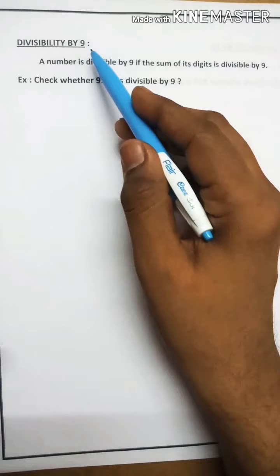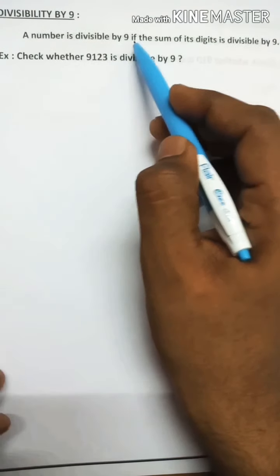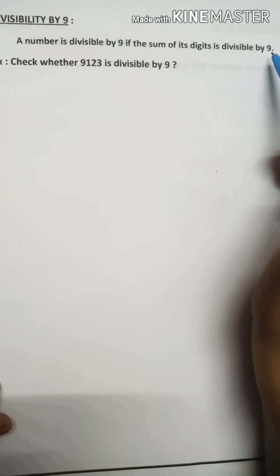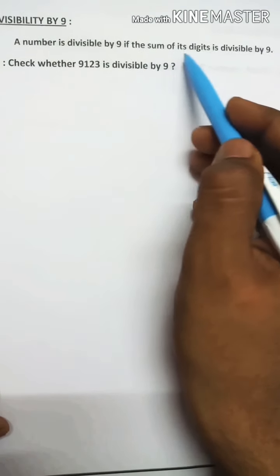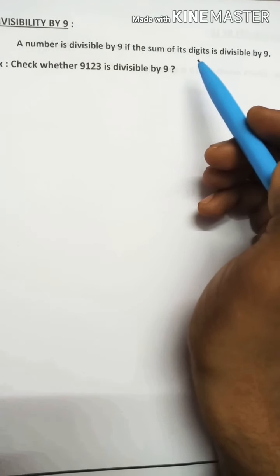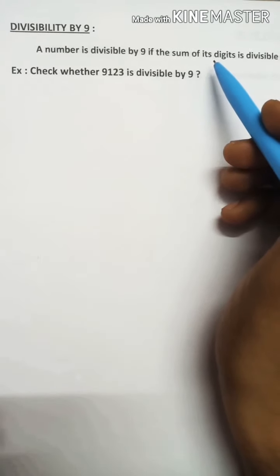Divisibility by 9. Divisibility by 9 states that a number is divisible by 9 if the sum of its digits is divisible by 9. Here, sum of its digits means we need to add all the digits present in that number. Now, let us take one example and let us discuss this rule in detail.